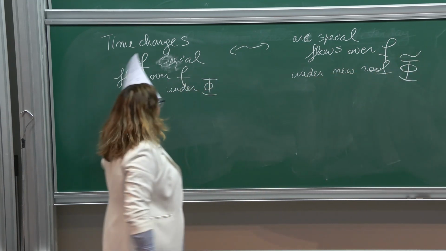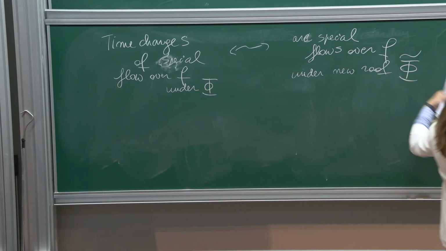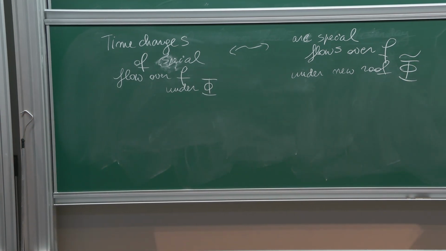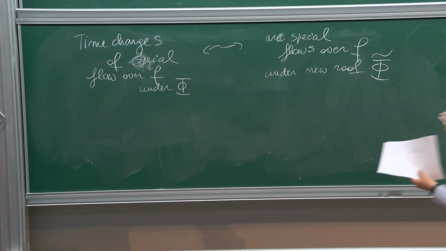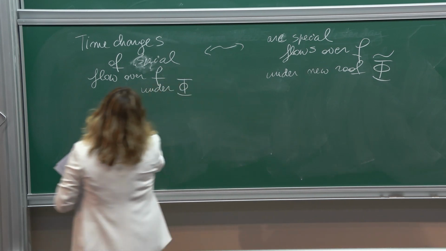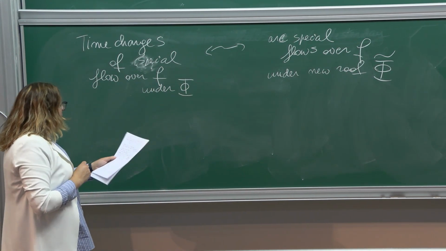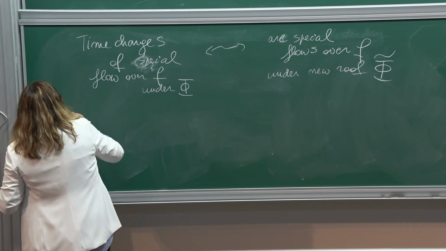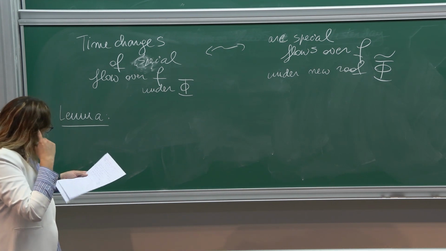Okay, so if I have a flow, it has a representation. A time change has a representation of the same type with the new roof. So the question is, if two flows have a special flow representation over the same f, when are they isomorphic? So let me write this little lemma. I think I mentioned it also last week, but I do want to sketch it today.